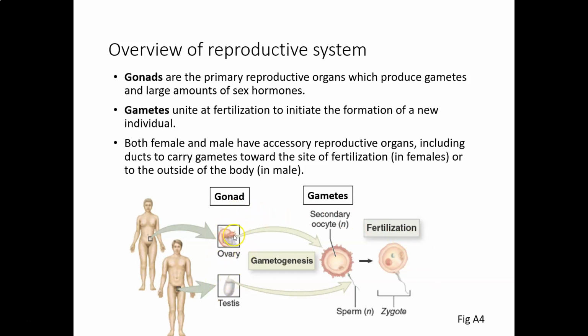But in the reproductive system there are additional accessory reproductive organs in both male and female. Basically what they do is carry. They include ducts to carry gametes towards the site of fertilization or to the outside of the body. So that's what the other reproductive system organs do.